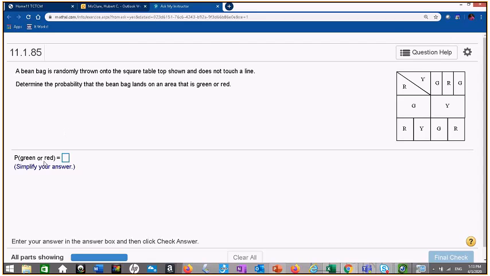They want to know the probability of green or red. The probability of green or red?